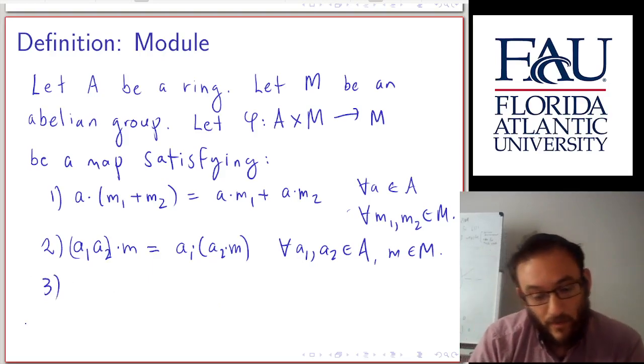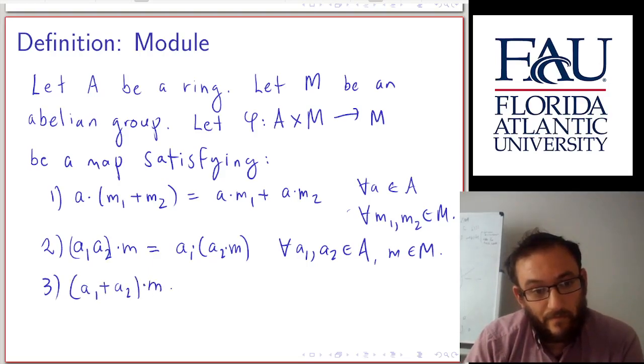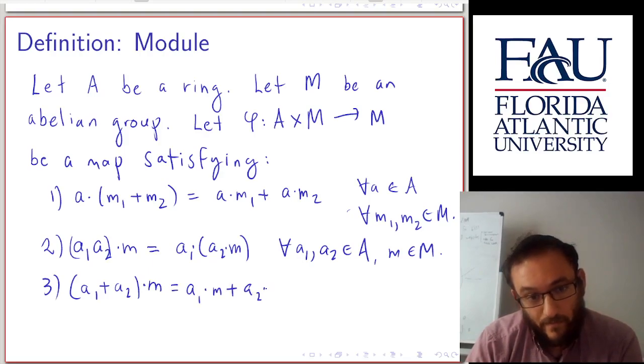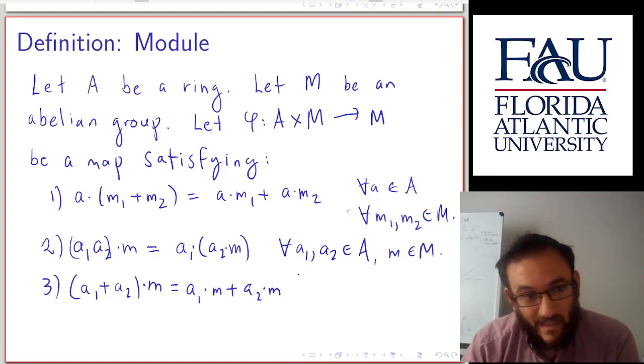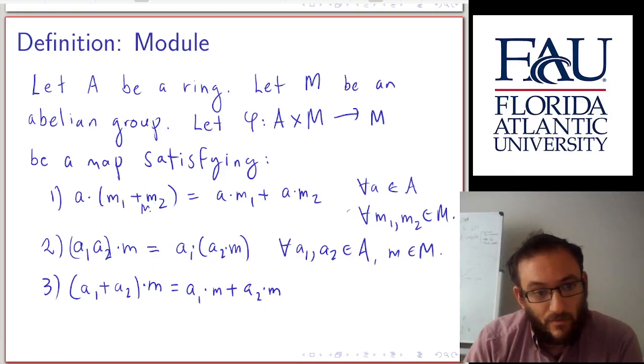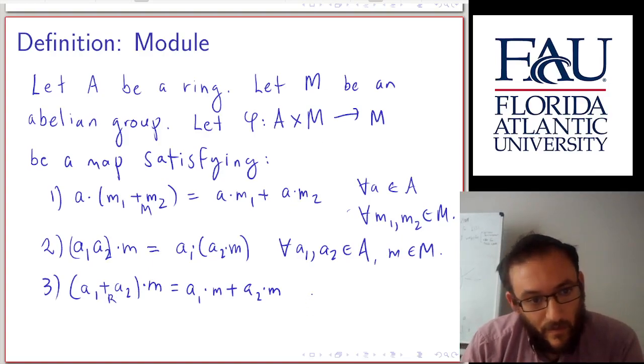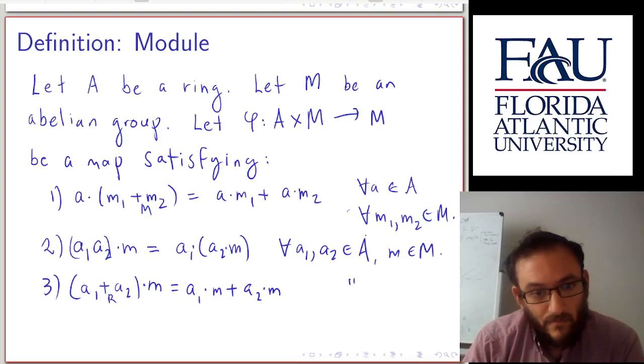Obviously, it will also respect the ring addition. So if we have A1 plus A2 times M, this is going to be equal to A1 dot M plus A2 dot M. Okay, and there's some subtlety here, right? So this addition is in the module, and this addition is in the ring, but generally it doesn't make a big difference for us. Okay, and this has the same quantifiers as the line above.